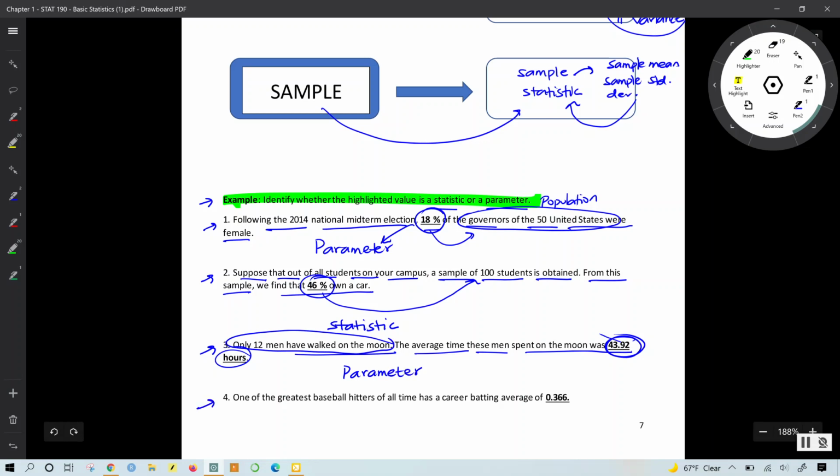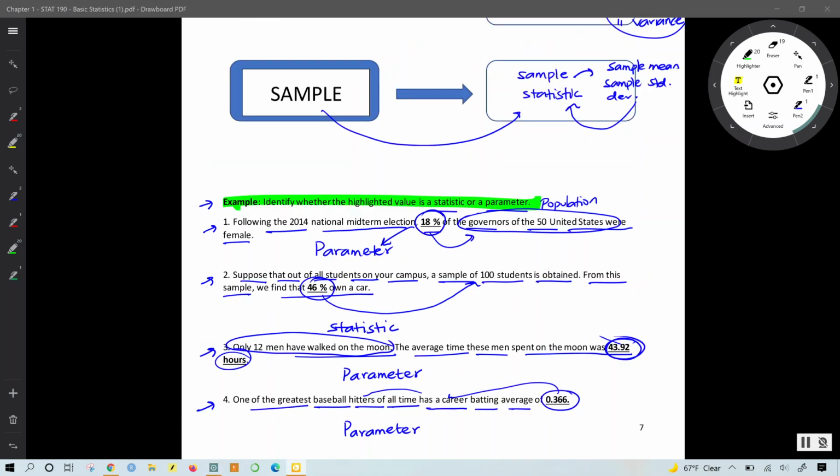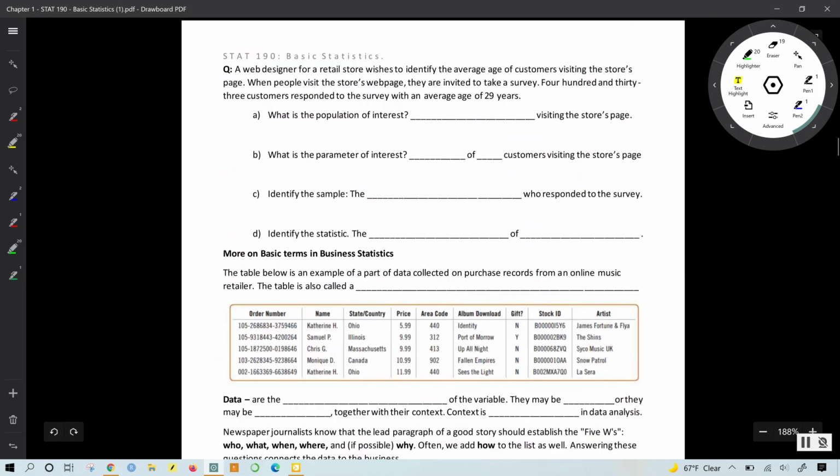Question 4. One of the greatest baseball hitters of all time has a career batting average of 0.3666. Well, this number pertains to a whole population of all baseball hitters. And so it is a parameter, or a characteristic of the entire population of baseball hitters. With that done, we proceed to the next page.